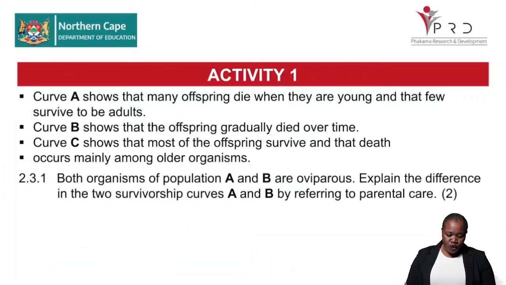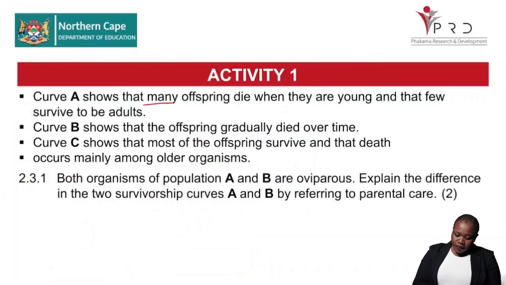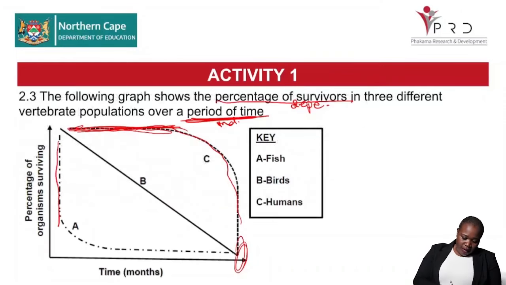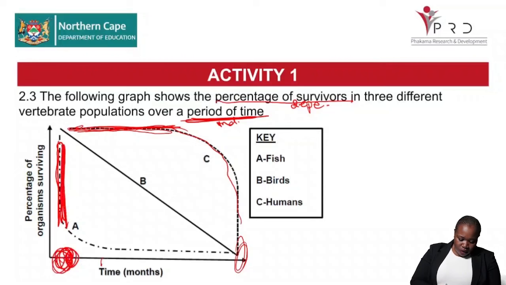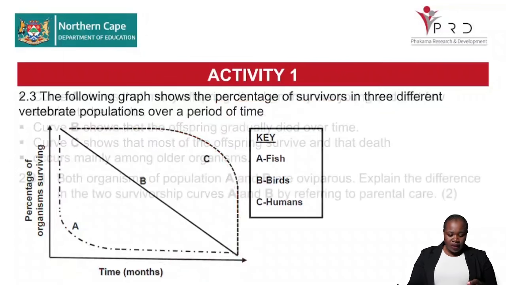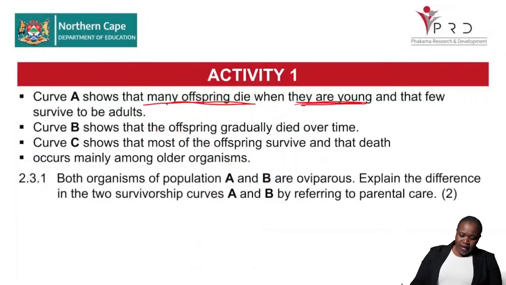Curve A shows that many offspring die when they are young. Right? At A, many offspring die when they are young. They die here because this is where they are. They are still very young, right? Let's say this is at 1 month, 2 months, 3 months, 4 months, 5 months. So they are still young when they die, because we can see the organisms surviving is decreasing in this case, right?